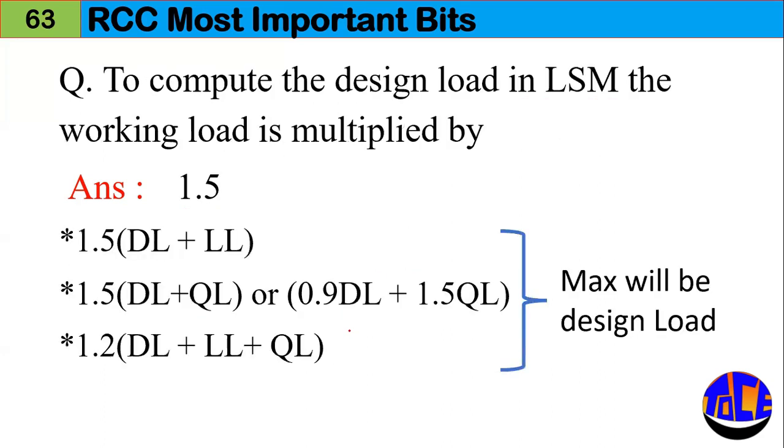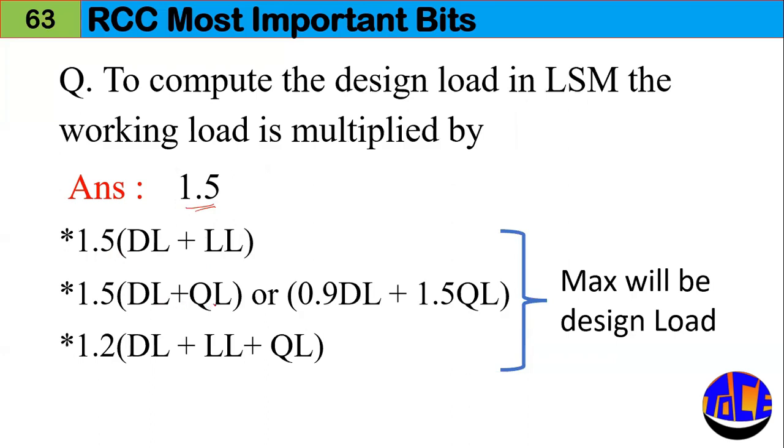Question number 63, to compute the design load in limit state method, the working load is multiplied by 1.5, that is 1.5 times dead load plus live load. So that means the partial safety factor for design load is 1.5, and this changes based on the load conditions or load combinations. Simply, if we are using dead load and live load, we will be multiplying with 1.5.